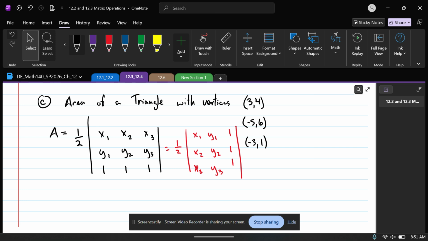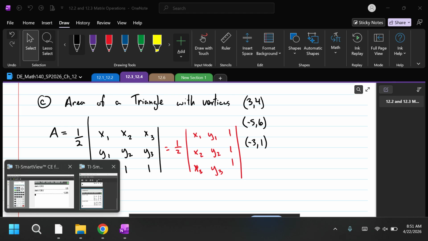So we got the ordered pairs are 3, 4, -5, 6, and -3, 1. It doesn't matter which one of those you call X1, Y1, X2, Y2, X3, Y3. Doesn't matter. Okay, so I'm going to put that into my calculator.